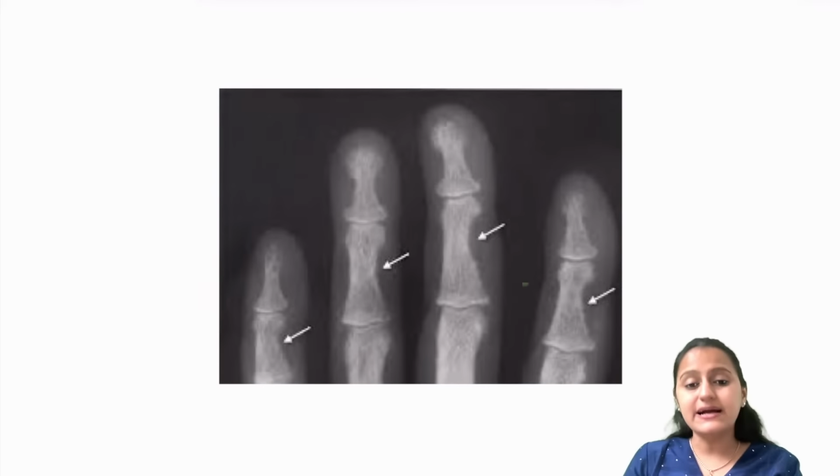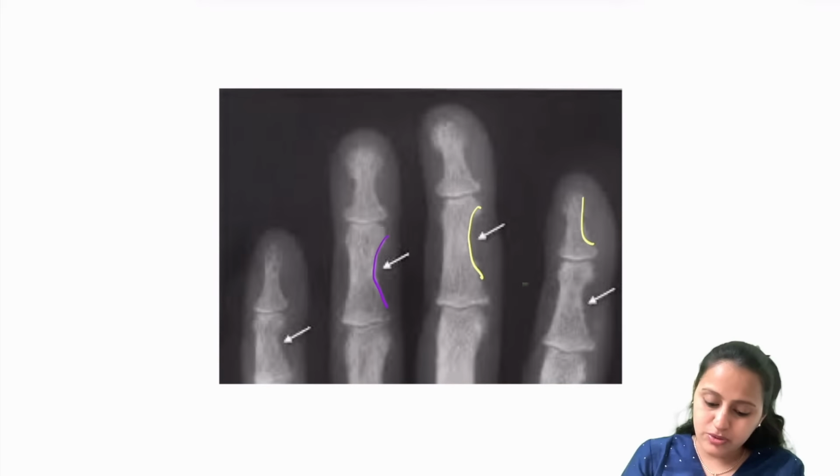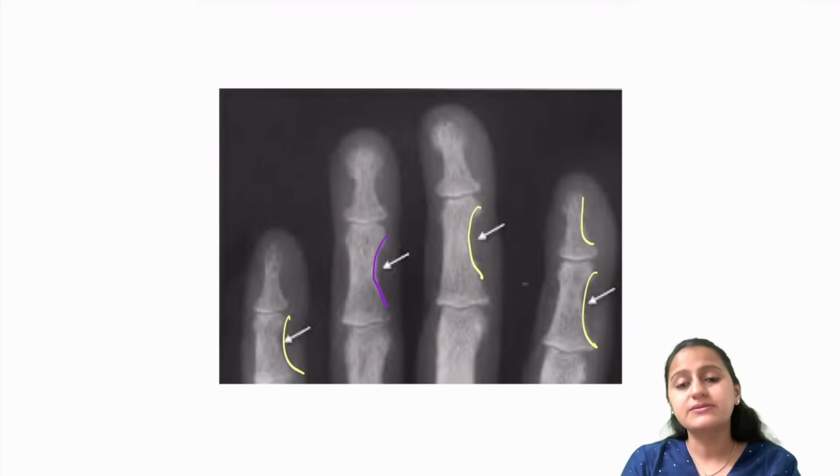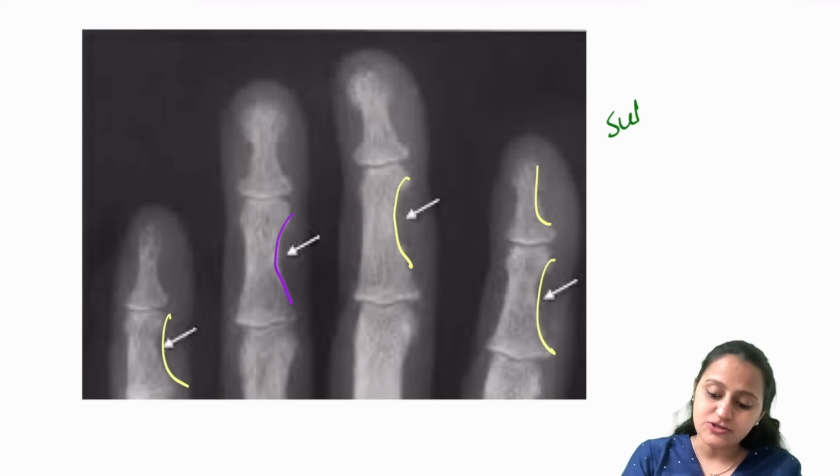What endocrine condition is this, where you see the bone showing resorption here? Yes, remember the subperiosteal resorption.